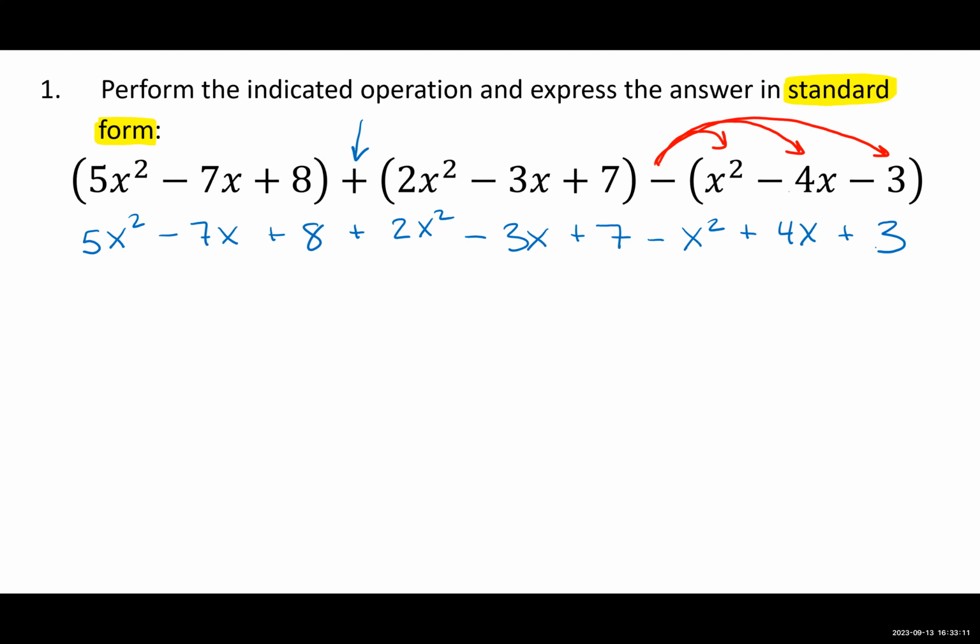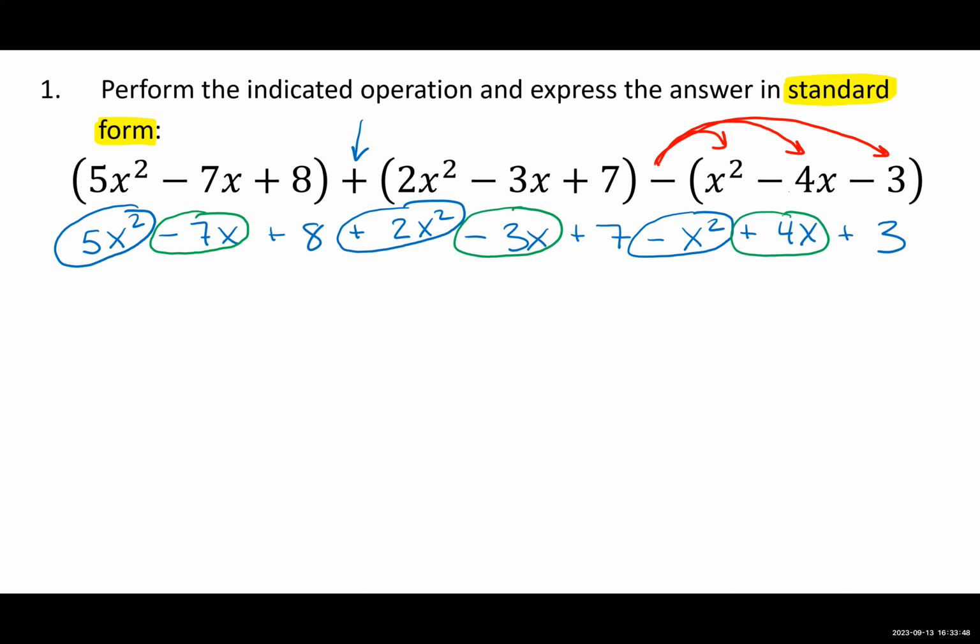Now, for our final answer to be in standard form, we have to collect like terms. So we have this x squared term here, 5x squared. Then we've got a plus 2x squared. And we've got a minus 1x squared. Let me use a little bit of color coding here. I'll switch to green. Then we've got this term here with an x to the first power, a minus 7x. We've got a minus 3x. And we've got a plus 4x.